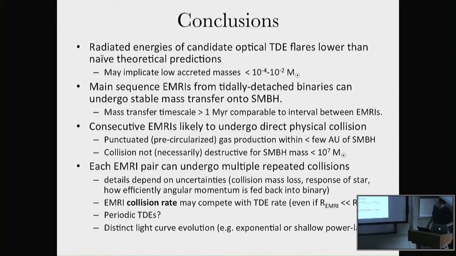So that's basically what I had to say. Just to summarize, actual TDE flares tend to be a bit wimpier than we'd expect. So it's useful to think about what else could be going on in galactic nuclei that feeds periodic mass onto the black hole.